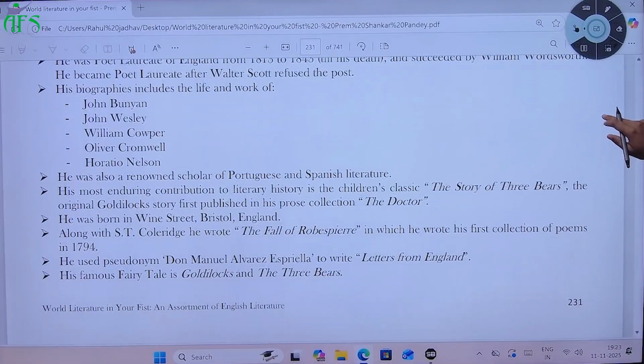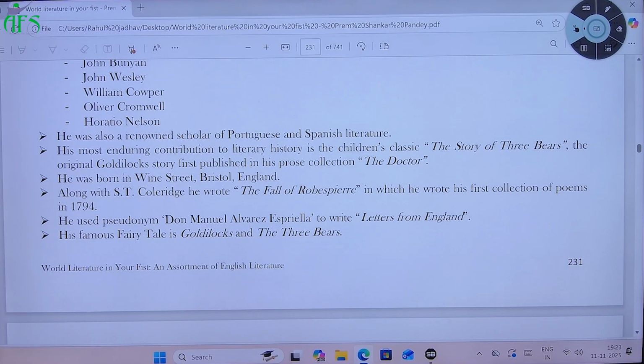He was a renowned scholar of Portuguese and Spanish literature. His most enduring contribution to literary history is the children's classic, The Story of the Three Bears, the original Goldilocks story, first published in his prose collection, The Doctor. He was born in Vine Street, Bristol, England.